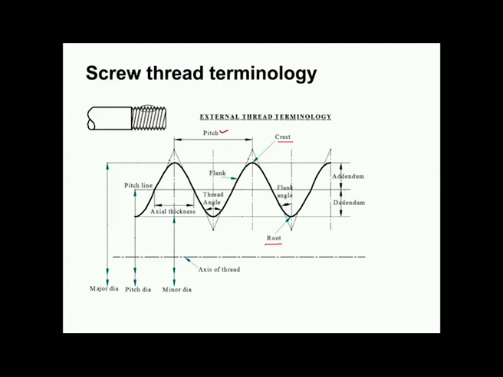Now, this is the pitch line. So, this pitch line bisects the thread in such a way that the thread material space is equal to the air space. So, this line is called pitch line, and this diameter is known as pitch diameter, and addendum. So, the distance between the pitch line and the crest point is known as addendum, and similarly the distance between the root and the pitch line is called dedendum.